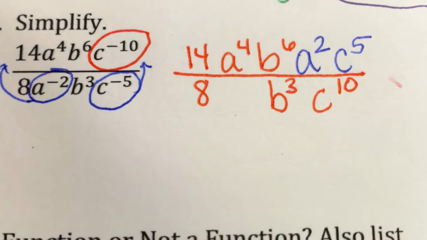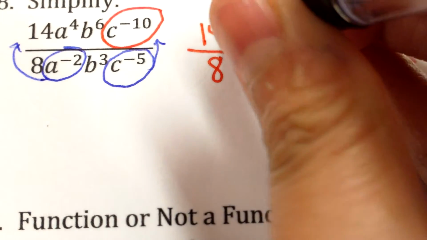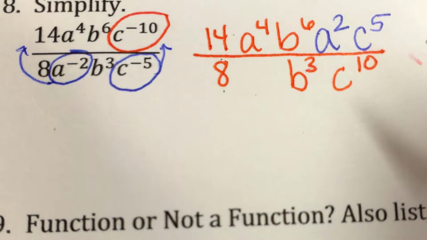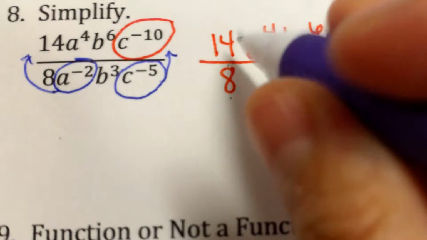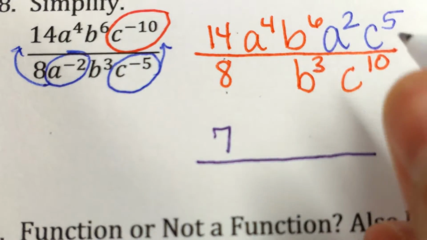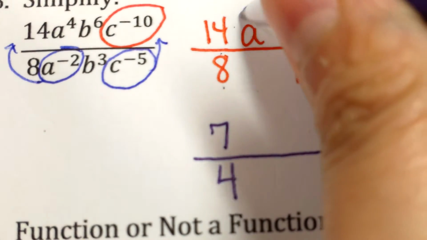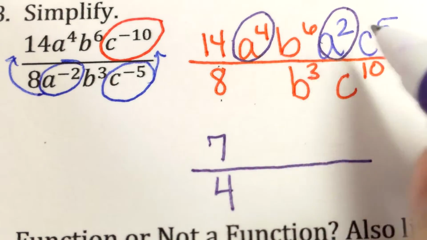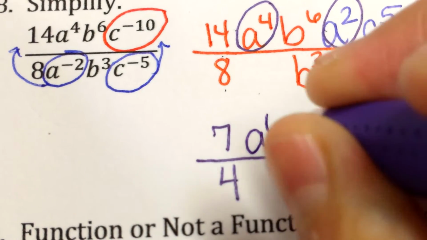And we're going to see what we can combine. But first, let's see 14 divided by 8. Well, they don't divide evenly, but they do divide by a number. They both divide by 2. So we're kind of reducing it. 14 divided by 2 is 7. 8 divided by 2 is 4. Now we combine any letters. In this case we have a^4 and a^2. They're multiplying because they're together on the top. So when you multiply, you add exponents. So it's a to the 6th power.